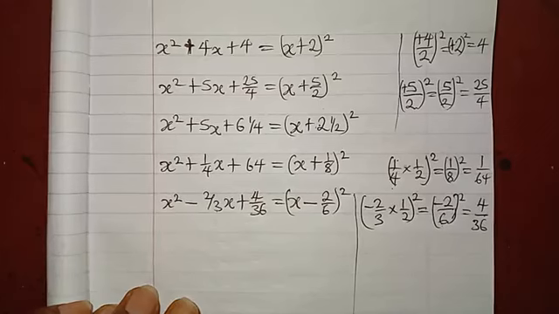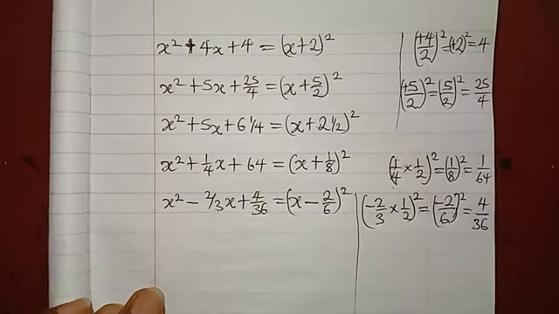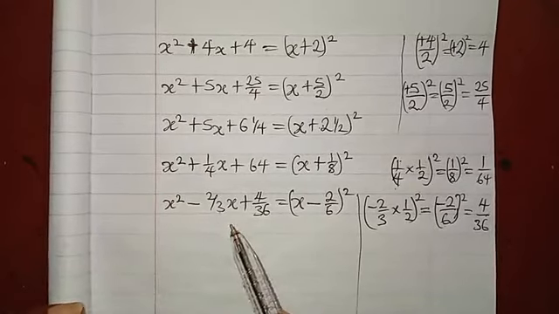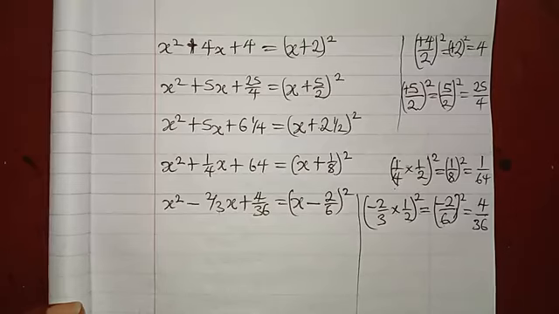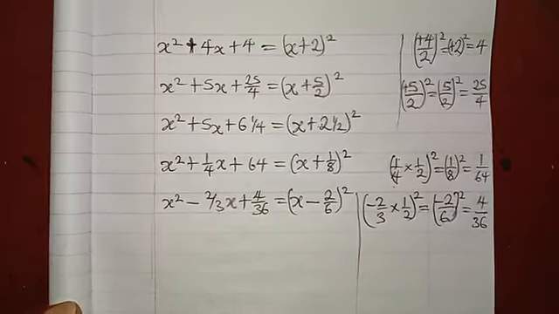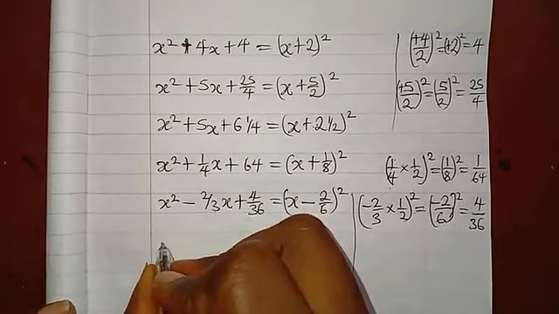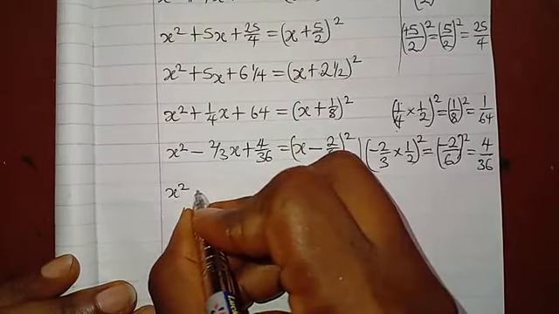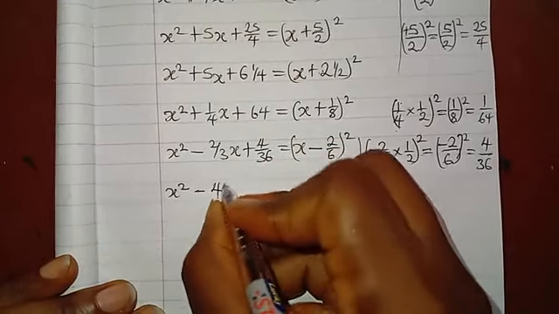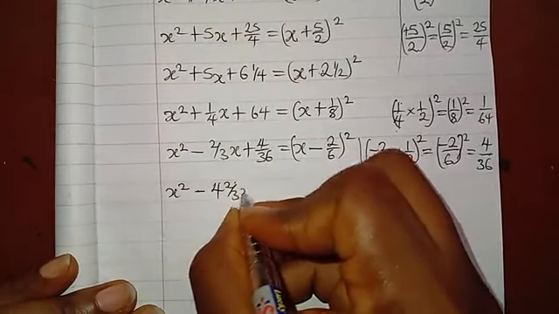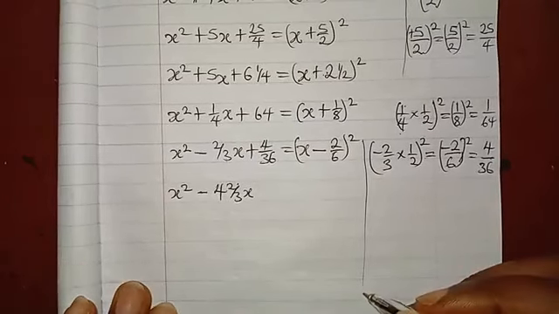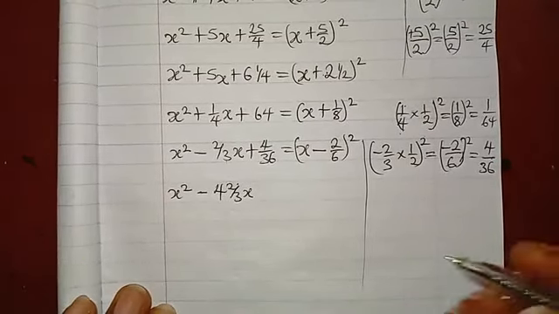Now let's solve one more before we go. Let's solve one that has a mixed fraction in this part. Let's see how we handle getting the half and the square of a mixed fraction as the coefficient of x. Okay, we have this example: x squared minus 4 whole number 2 over 3x. What do we add to this expression to make it a perfect square? Fine, we go on ahead.